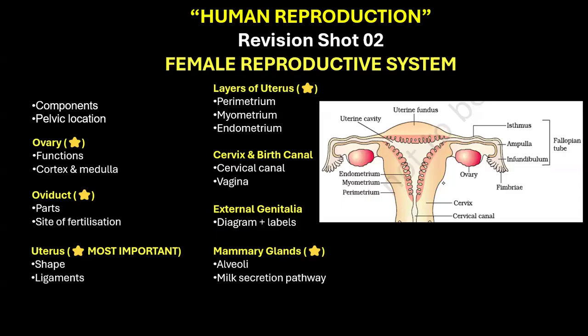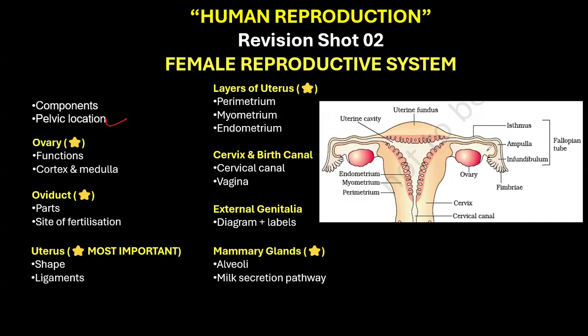Yes, this is revision short 2, where we will be discussing the female reproductive system. We are talking about human reproduction. We are doing revisions for the upcoming CBSE exam. The female reproductive system is located in the pelvic region, and it consists of ovaries, oviducts, uterus, cervix, external genitalia, and mammary glands. These are the components of your female reproductive system.